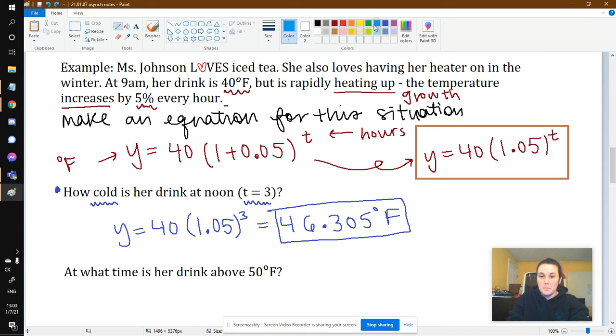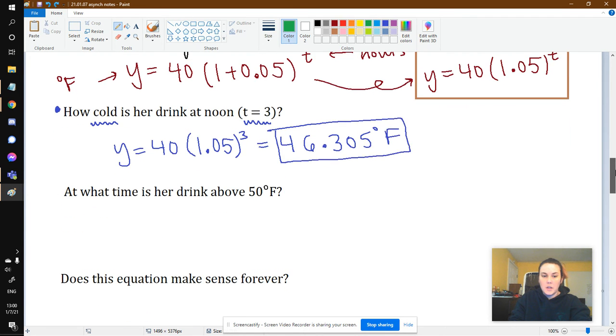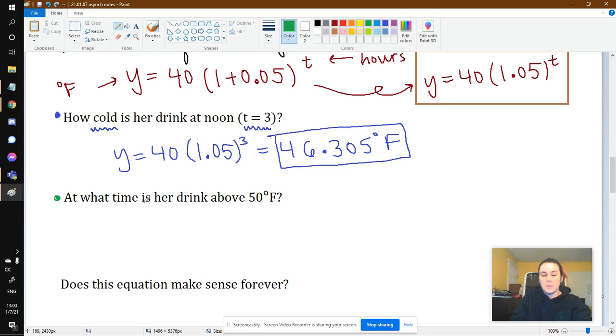The other thing that can happen, which I think we talked about a little bit in class, is what if I know the temperature but want to know the time? All right? Similar. I'm just going to rewrite the equation, but I'm going to plug in 50 for the thing that I know.